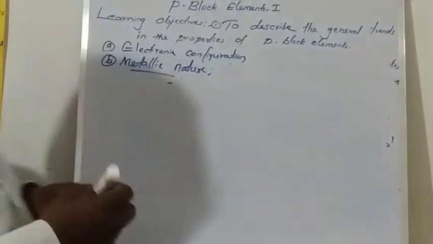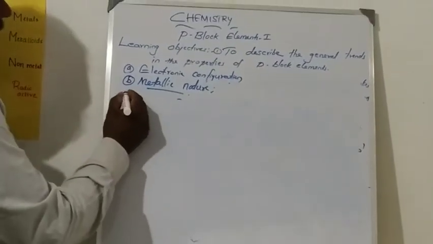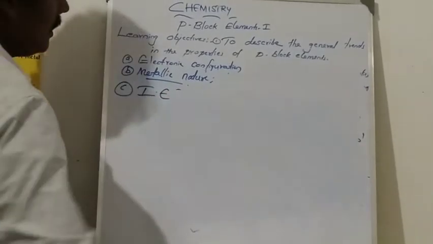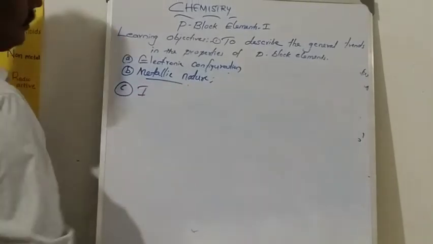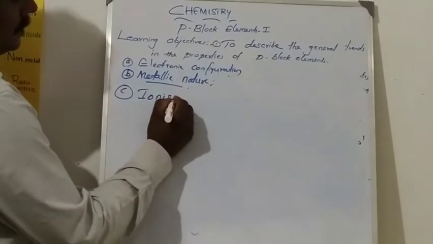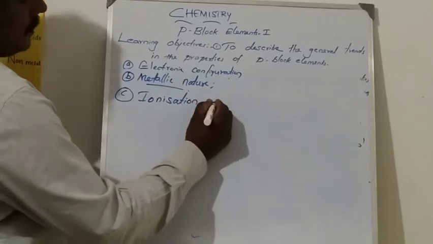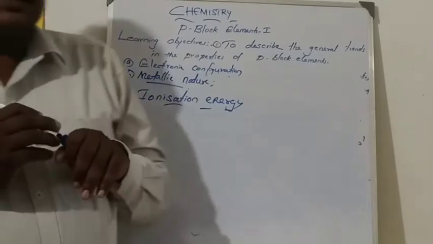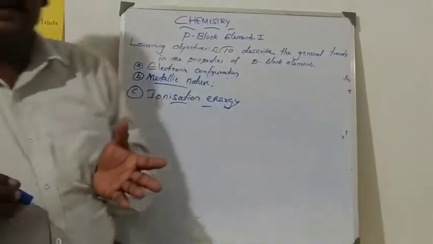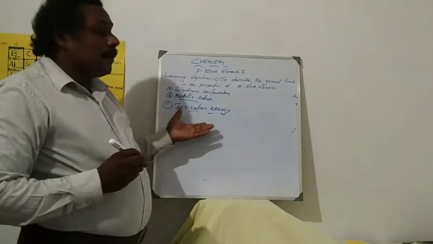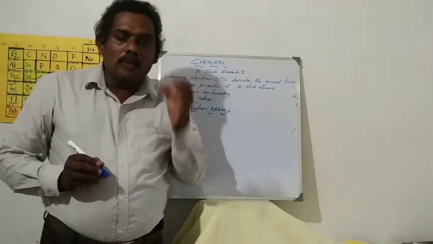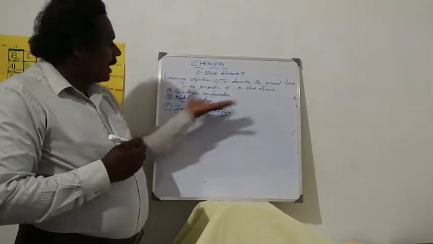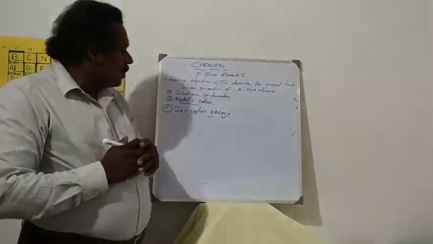The next topic is ionization energy. In the lower classes, we may have learned about ionization energy: the amount of energy required to remove the most loosely bound electron.